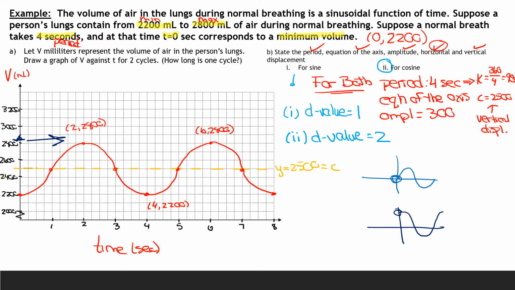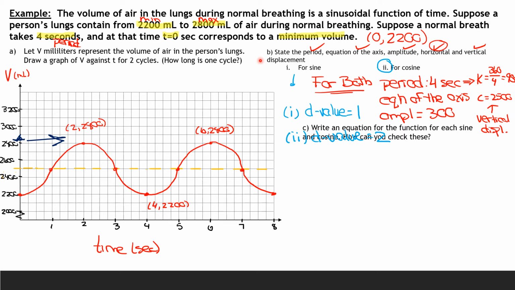Let me just erase these graphs down here. So now we've answered everything for part B. We've stated all of those pieces. Part C, if you can see it there: write an equation for the function for each sine and cosine. How can you check these? So I have to write an equation, one for sine and one for cosine.